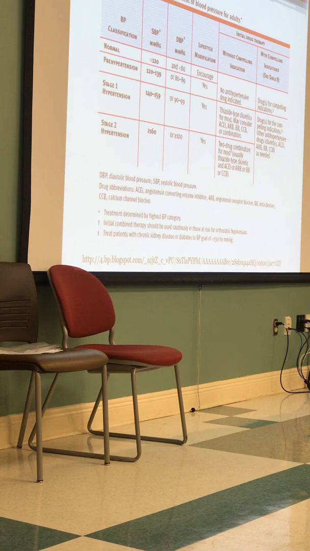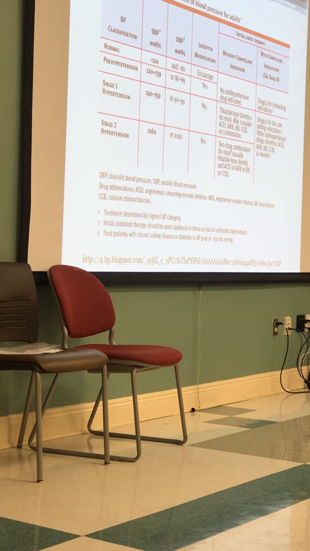We still use the JNC7 guidelines to grade hypertension. We use the JNC8 guidelines to treat hypertension, okay? JNC7 says normal blood pressure is less than 120 and less than 80. It doesn't matter height or weight, it has to be less than 120 and less than 80. Pre-hypertension is 120 to 139, or 80 to 89. Lifestyle modifications? Heck yes.